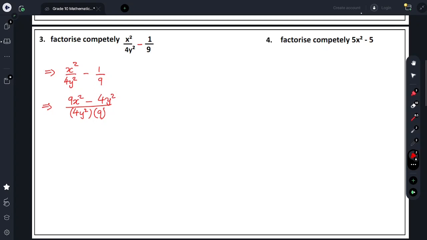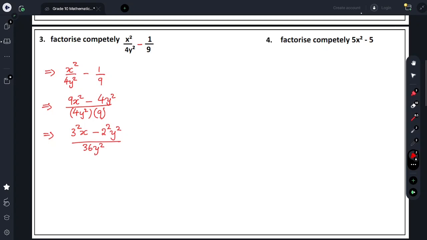Okay, so now after having that, we need to notice something here. You may realize that 9 can be written as 3 to power 2, then we have x, minus, then 4 also can be written as 2 to power 2, then we have y to power 2. Then over, we can multiply 4 times 9, it will be actually 36 y to power 2.